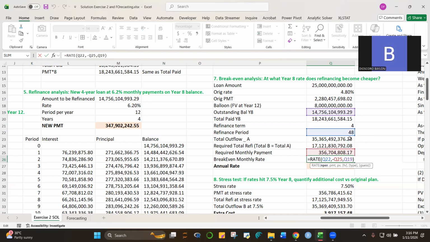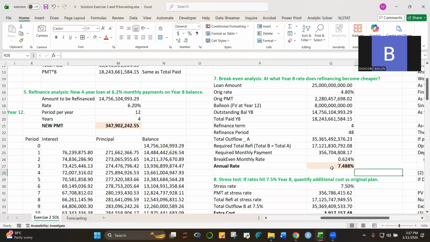So, our NPER is 48. The PMT is 356, right? We're going to pay 356 every month for 48 months. And then, the present value is the balance of 14 billion that we need to pay. And we get a rate of 0.624. But since this is a monthly period, therefore this is the monthly rate. So to get the annual rate, we take the monthly rate times 12.